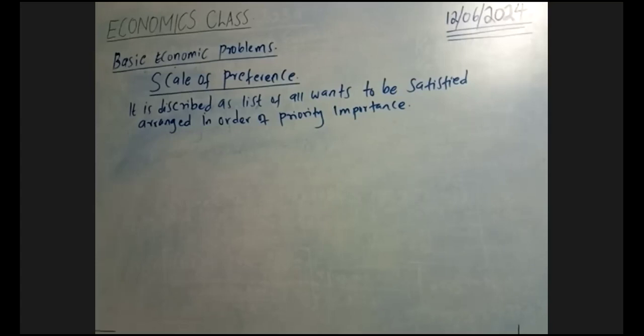So the scale of preference comes because of the issue of scarcity, as we said in the other class. Therefore we need to choose the important items to first satisfy before we move to the next important item. So we start with the most important item towards the least important item.